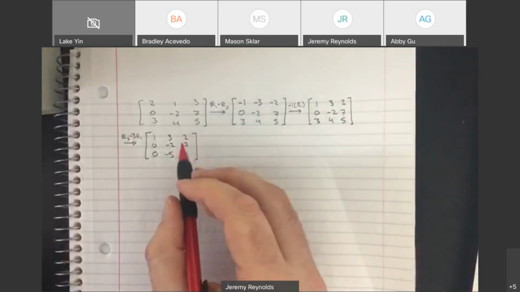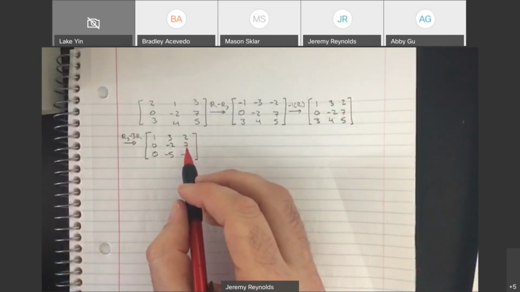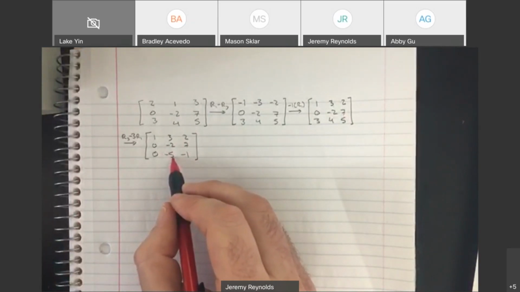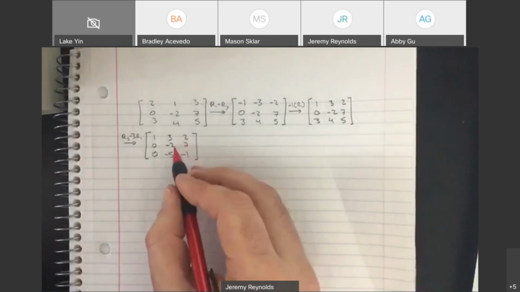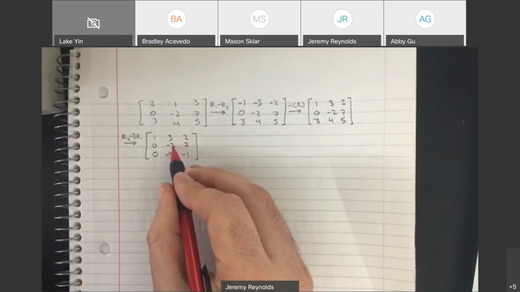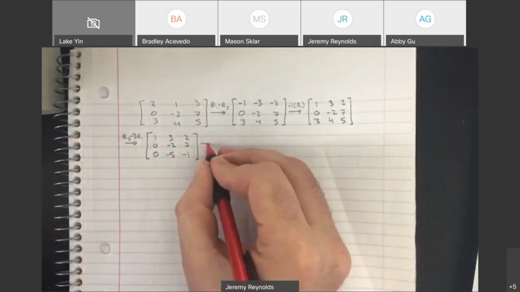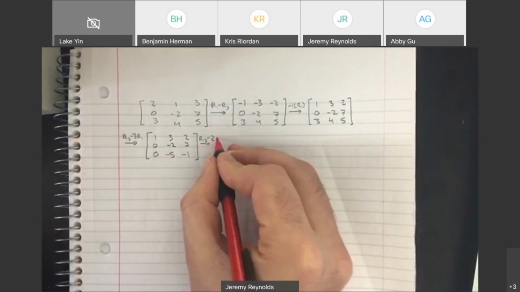So now, once again, we can't divide by -2 here, and we can't divide by -5 here, because then we would get something that doesn't look right. But what we can do is we want to get a 1 in one of these two spots. So we can see that if we subtract 2 times row 2 from row 3, this will become -1. So let's do that. So let's do row 3 minus 2 row 2.